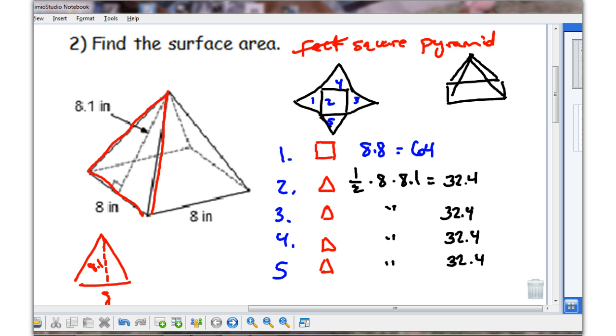To get our final total, we add all 5 numbers together. When we calculate all that, the final surface area is 193.6 inches squared. Number 3.